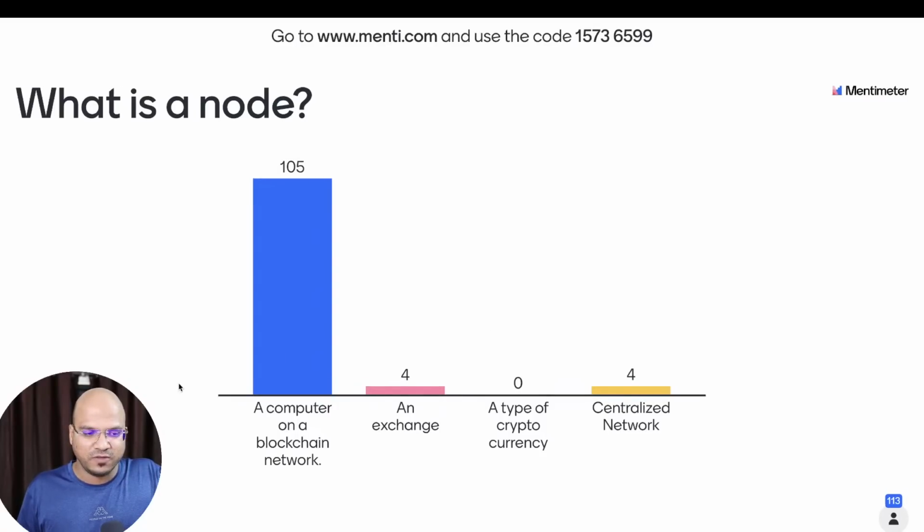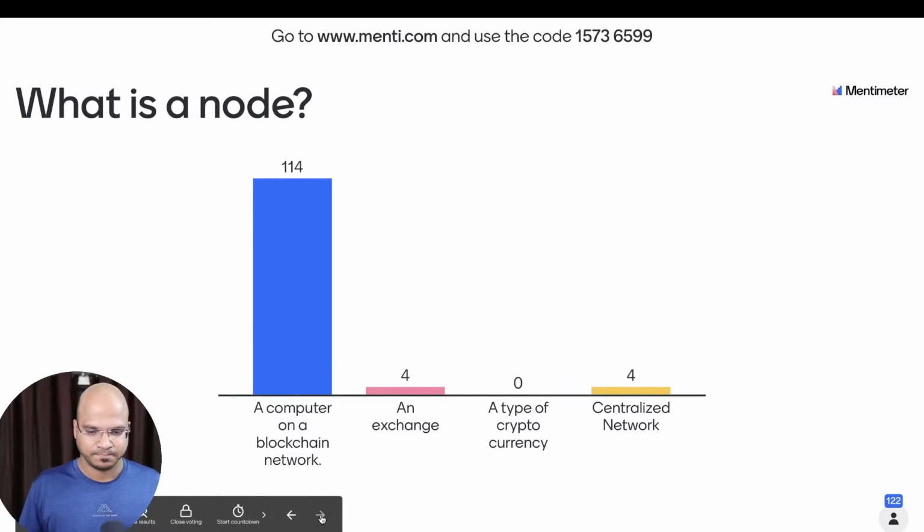Okay, majority of you are saying first option, and that is correct. So basically, what is a node? In a blockchain network, you'll have multiple computers, and each computer is called a node. But why do we need to use multiple computers? Again, for that, you have to learn the basics.